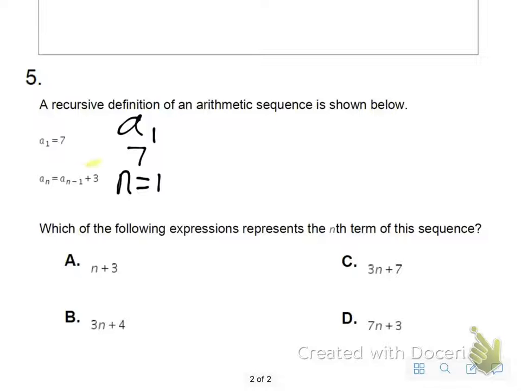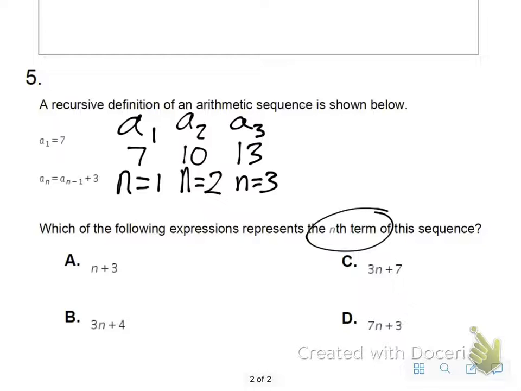Since every term is acquired by adding 3, you simply add 3 to get a sub 2. When n equals 2, your second term, a sub 2, you get 10. And then so on and so forth, a sub 3 would be 13, and that would happen when n equals 3. So now that we have an idea of what's going on here, let's look at the problem.